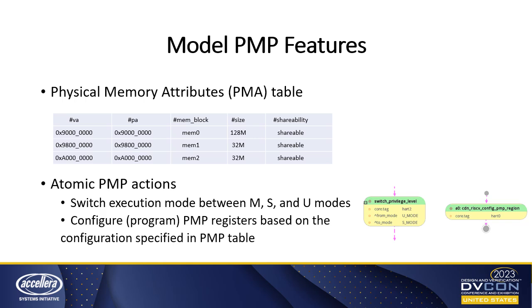After filling out PMP and PMA tables with design information, PMP actions in Perspec PSS library can be used. Two such building block actions are shown on the slide. Switch privilege level action is an action that switches execution modes between machine mode, supervisor mode, and user modes. Another action, config PMP region, programs PMP registers based on information provided in the PMP table shown in the previous slide.